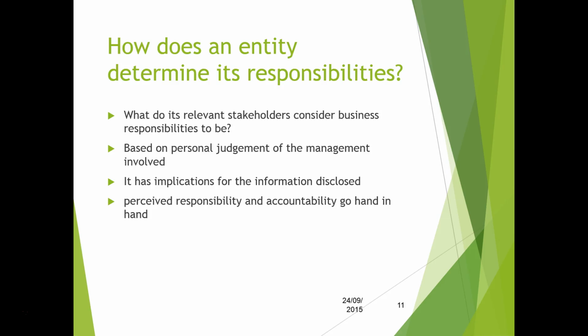So how does an entity determine its responsibilities? Well, they look perhaps to their stakeholders initially, and what do the relevant stakeholders consider their responsibilities to be? It's potentially based on the personal judgment of the management involved, which then, I guess, goes on to have implications for the information disclosed. So perceived responsibility and accountability go hand in hand. Unless a business determines that it's actually responsible for something, it's unlikely to go on and report about it. It has to be within its perceived realm of responsibility before it's going to make any report to do with it.